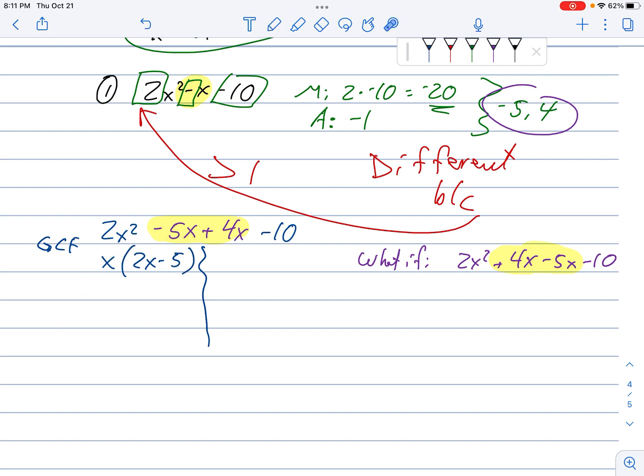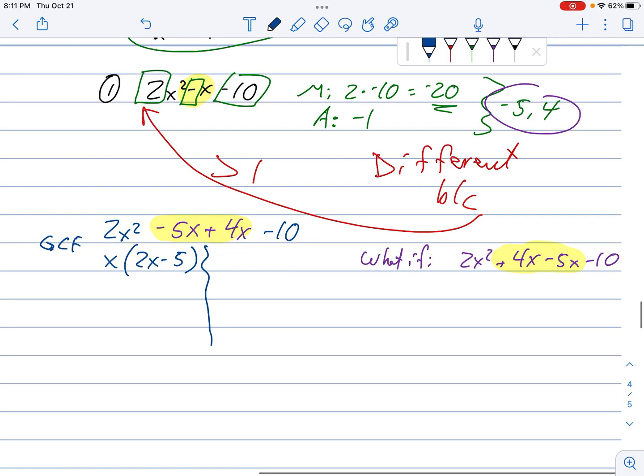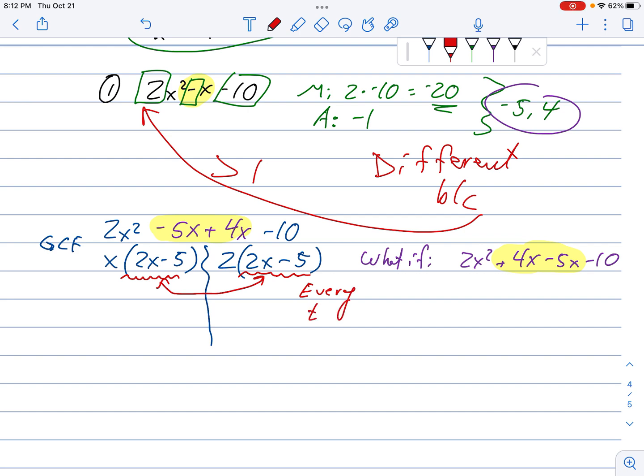Take out an x, take out an x. I just have 2x and then minus 5. Same over here. I want to take out my greatest common factor. Not x stuff, but now it's going to be numbers. I have a 4 and a 10, so they both have a 2. If I take a 2 out of 4x, I get 2x. If I take a 2 out of 10, I get 5. Would you look at that? This right here matches with this right here. That should happen every time as long as you do it right.